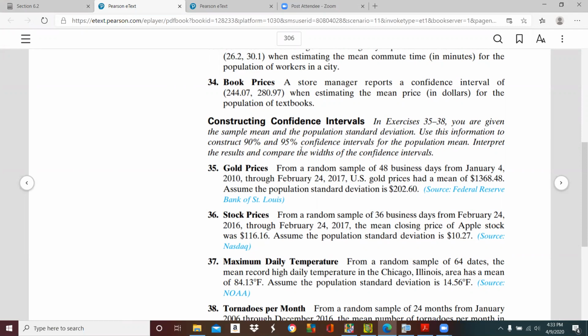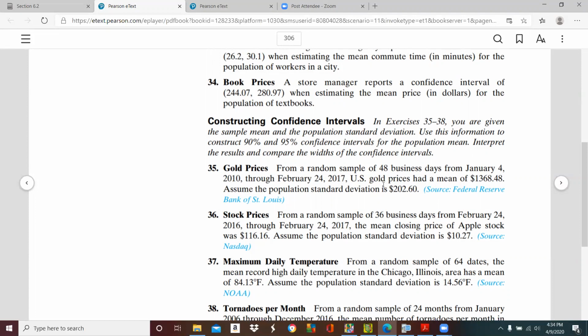Well, I'm just going to construct the 90% one just to show you how it works. So it's number 35, gold prices. It says from a random sample of 48 business days, notice it's not people now, the sample is of business days from January 4th, 2010 through February 24th, 2017. Obviously, there's thousands of these business days between those two dates, over 2,000 business days. They're taking a random sample of 48 of those business days. And they're looking at gold prices, US gold prices.